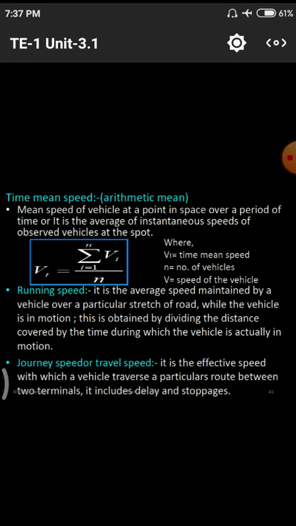Next one we have is the journey speed or travel speed. It is the effective speed with which a vehicle travels on a particular route between two terminals. It includes delays and stoppages. When we start a journey from our home to another point, we face different traffic problems, like a traffic jam or crossings. At crossings with signals we have to wait two or three minutes depending upon the traffic intensity on the road. Sometimes it may be half an hour or 15 minutes. Due to these obstructions we are delayed for a few minutes, so journey speed is associated with these delays and stoppages due to crossings and others.